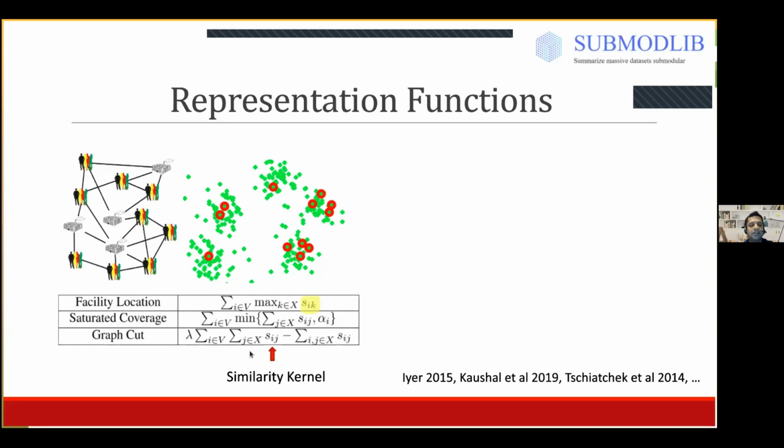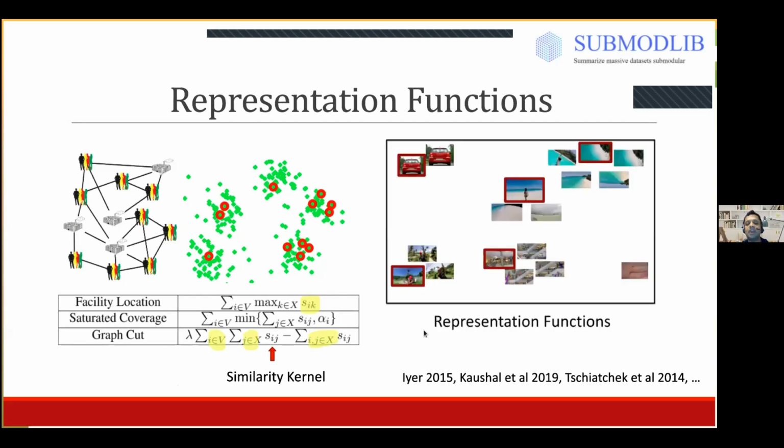Or graph cut, where we're looking at a combination of similarity between the subset and the ground set while discounting for self similarity within the selected subset. And what would representation functions do? They would try and pick representative samples from each of these clusters while possibly leaving out outliers because they're not really worth representing. So effectively, these would pick centroids.